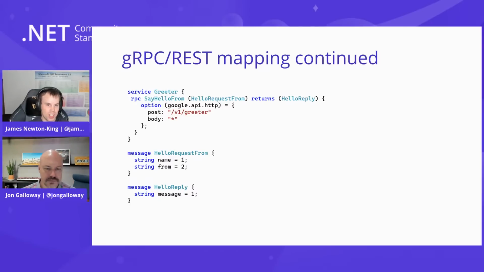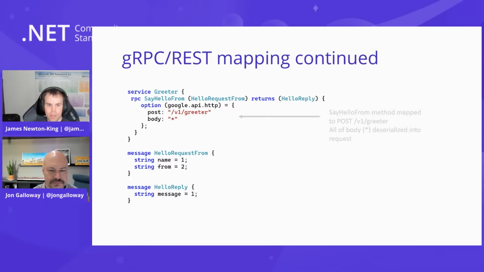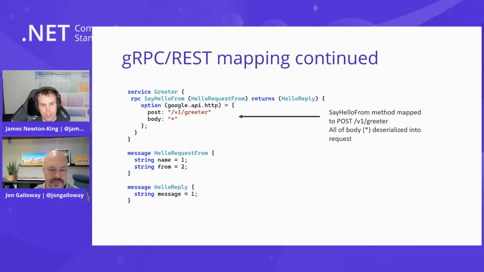Continuing to show a different example, this time of a POST. So you're not limited to just GET. We've now got our SayHelloFrom method. We've got HelloRequestFrom message. And here we're specifying a POST and then a route. And we've also got this extra bit of metadata called body. And that star value is just saying all of the body should be bound to the request message.